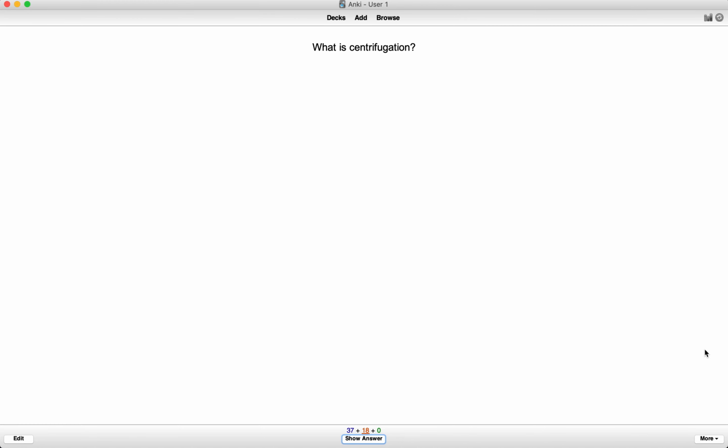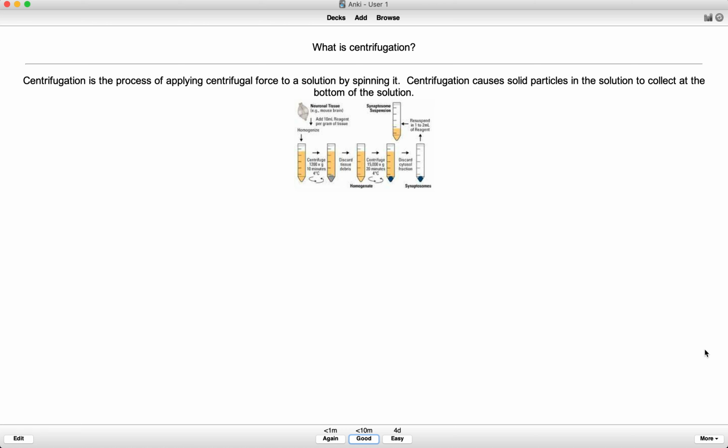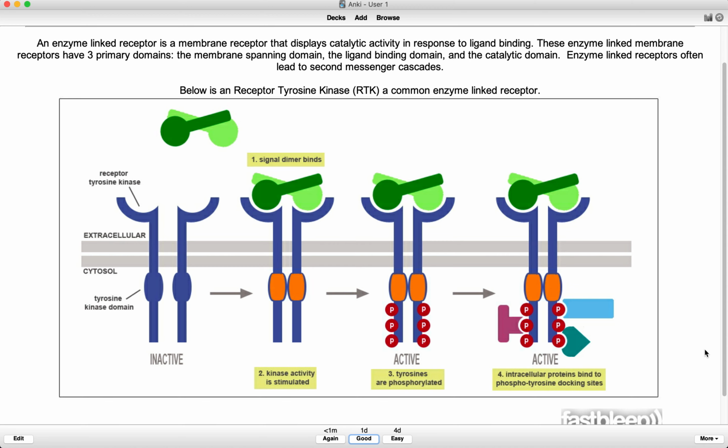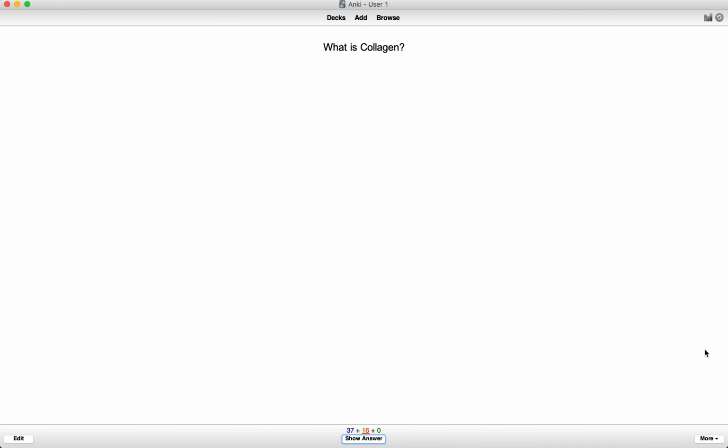Centrifugation is putting a tube in and spinning it down using centrifugal force to make solutes and solid particles sink to the bottom of your tube. Enzyme linked receptors are receptors that have a catalytic function when a ligand binds to them. They have three domains: a transmembrane domain, a ligand binding domain, and a catalytic domain. This typically leads to a secondary messenger cascade. Collagen is secreted in the extracellular matrix by connective tissue.